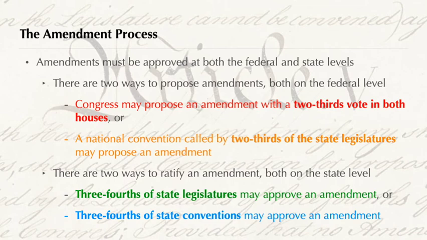Once an amendment is proposed, there are two ways for the states to ratify it. The usual route is approval by the legislatures of 3/4 of the states. The other method is approval by special conventions in 3/4 of the states. Congress chooses which method will be used. The amendment process can take months or even years to complete, because any proposed change in the Constitution must gain such widespread support.